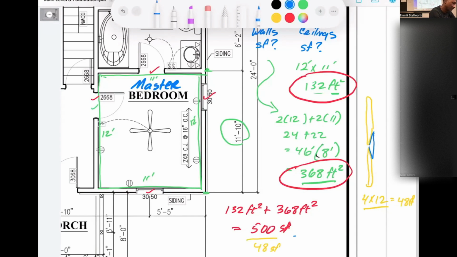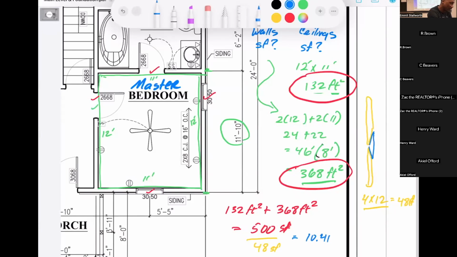I'm going to come here and I divide by 48. So it looks like I'm going to need, in that particular room, guys, approximately 10.41. I like to use this right here. Approximately 10.41, which I'm just going to go ahead and say we're going to need 11 boards in that room.